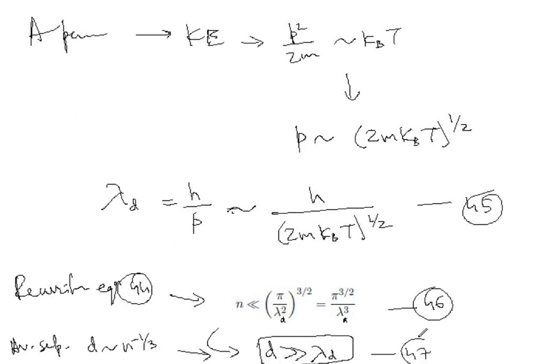Equation 47. Now this means that the separation between particles must be larger than the de Broglie wavelength. In quantum mechanics we have wave-particle duality, and particles should be viewed as a sort of fuzzy ball having a size of the order of the de Broglie wavelength. When the separation is much larger than this size, the wave nature of the particles can be completely ignored. In other words, particles behave just like classical point particles, and hence they follow the classical Maxwell distribution.